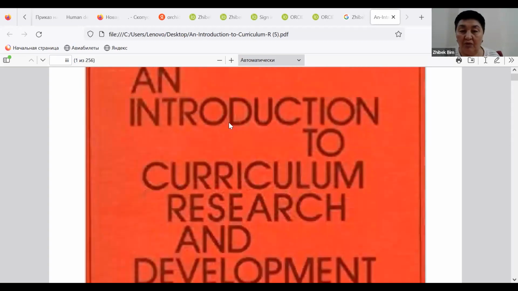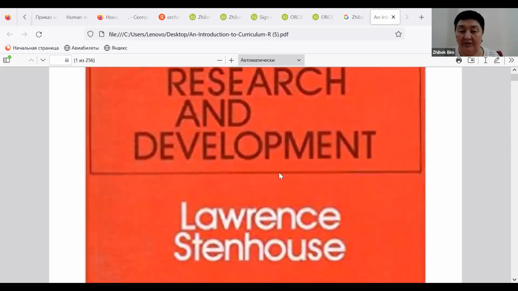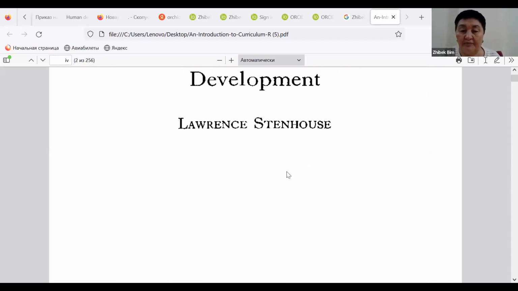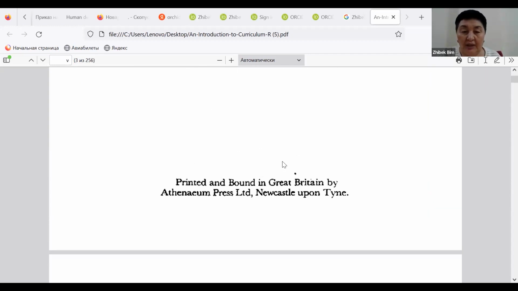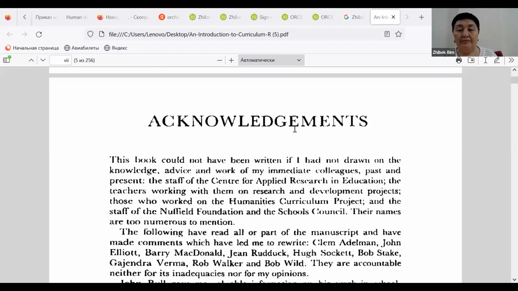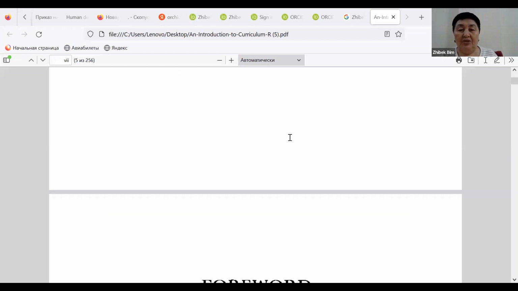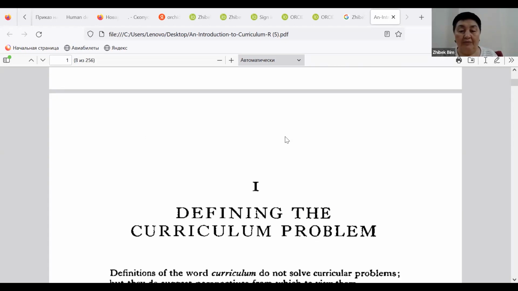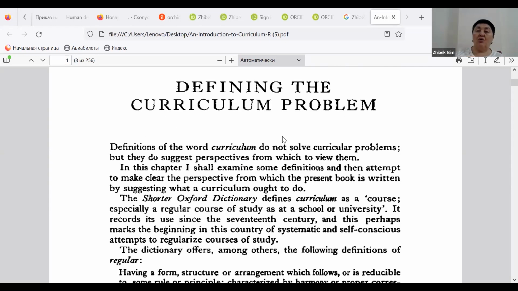Okay, I divided the book. What is the headline of that book, the title? An Introduction to Curriculum Research and Development. The author is Lawrence Stenhouse. Okay, so I gave you defining the curriculum problem. Okay, so who wants to start? Who wants to start? Girls.